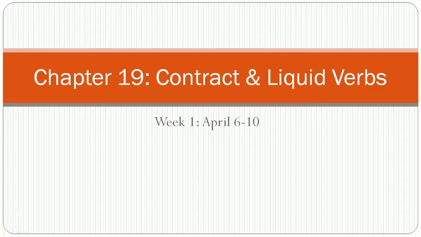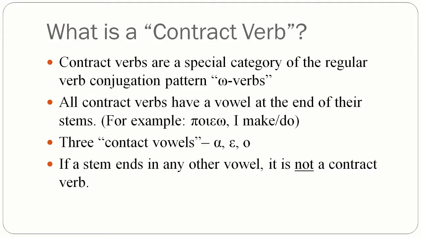I'm going to start off here, chapter 19. The title of this chapter is Contract and Liquid Verbs. And so let's first ask a question. What is a contract verb? Don't think of these as anything too special or out of the ordinary. This is just a category of the regular verb conjugation pattern.